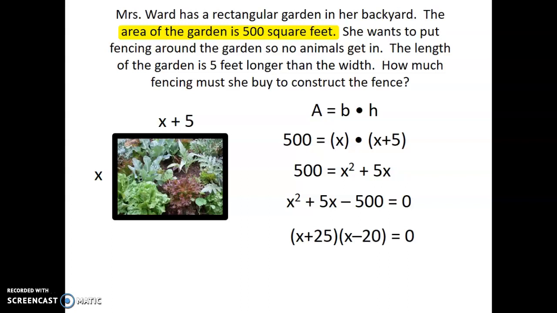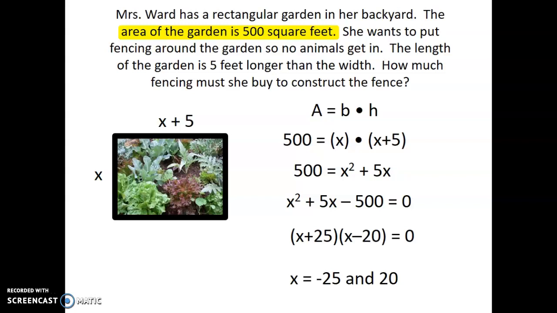Okay, so now we're going to take both of these factors, set them equal to 0 and solve. So you get negative 25 and 20. Now there's one problem with these answers, and that is, if we're looking for distances around something, you can't have a distance that's negative 25 feet. So the negative 25 isn't going to be a usable answer. So the only answer we're going to use is the 20.